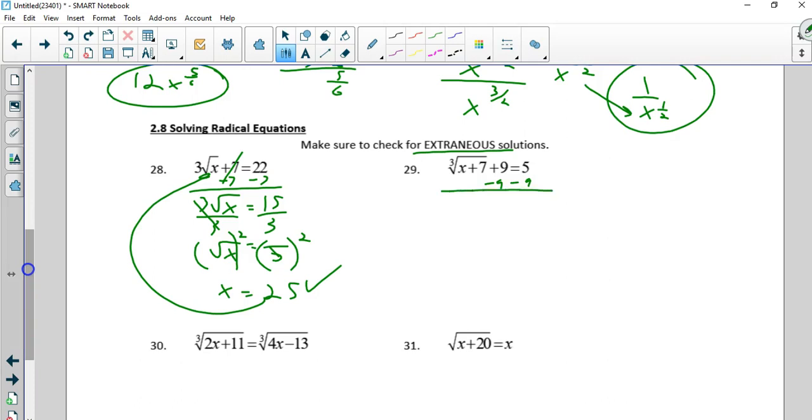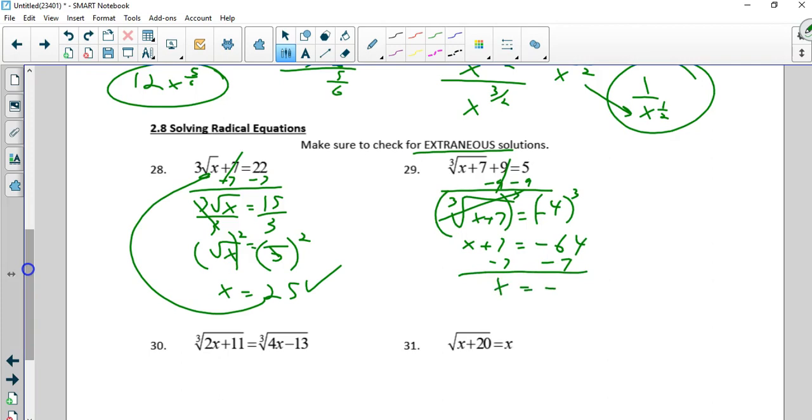Minus 9, both sides. Cancel. Cube root, don't forget that. Very important. Plus 7 equals negative 4. We're going to cube both sides. Cancel that. x plus 7 equals negative 64. Minus 7 on both sides. We get negative 71. Take it, plug it back in. Negative 71 plus 7 is negative 64. Cube root of 64 is 4. Cube root of negative 64 is negative 4. And negative 4 plus 9 is 5. Check. It works out.